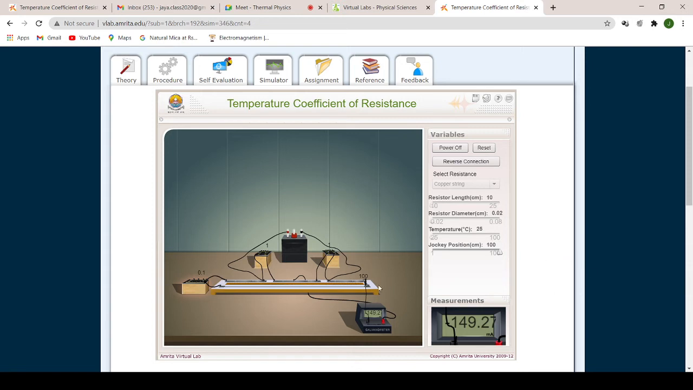So for balancing length, you have to move the jockey. You have to start from 0 centimeters. So 0 centimeters is onto my left side. As you move the jockey on the wire, physically here it is getting dragged. But in the lab, you are not supposed to do like that. You have to lift the jockey. I think you would have been told by your lecturers in your intermediate.